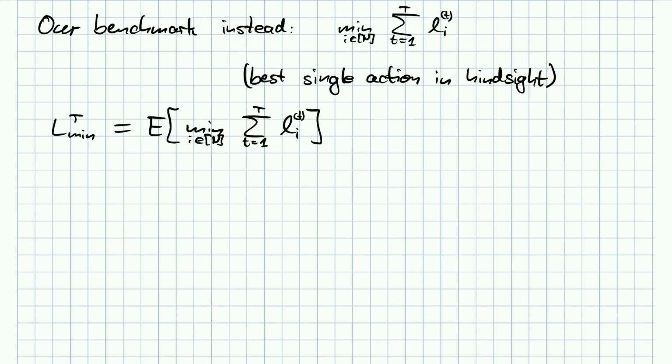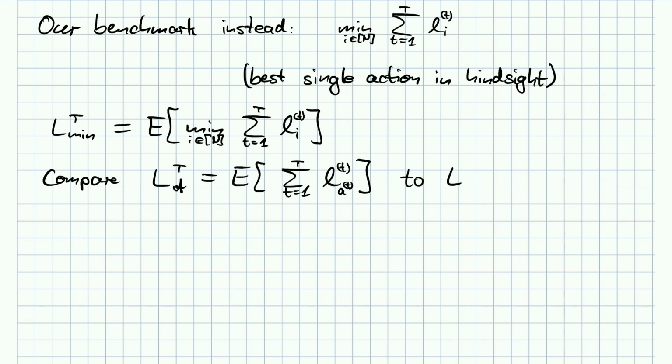And we'll compare our algorithm's expected cost, which we would get by summing up these LTAT values and taking the expectation, to this L min T. The difference of the two we call external regret.